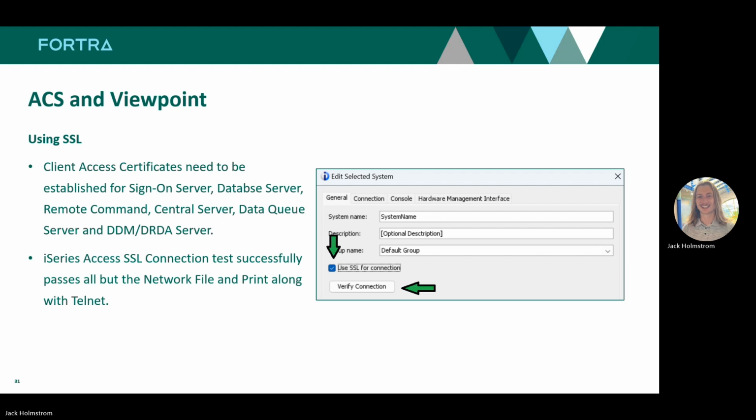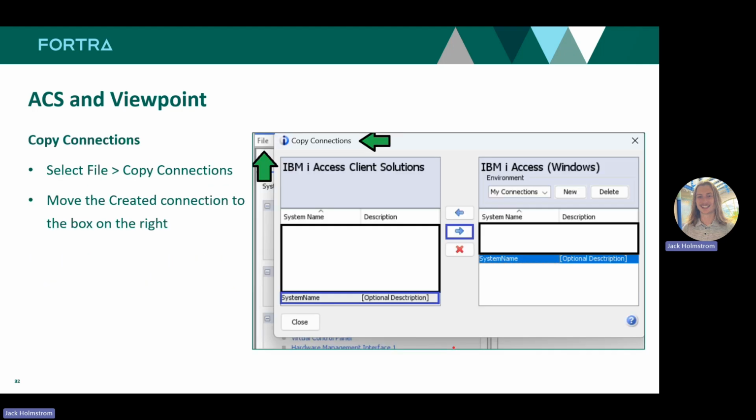Now, once we have set up our server or our system name, we then have to copy it over for it to be accessible in Viewpoint. To do this, we go back to the home page of ACS. In the top left corner, we select File, Copy Connections, and there our server or system name will be on the left-hand side of the screen in this left box.